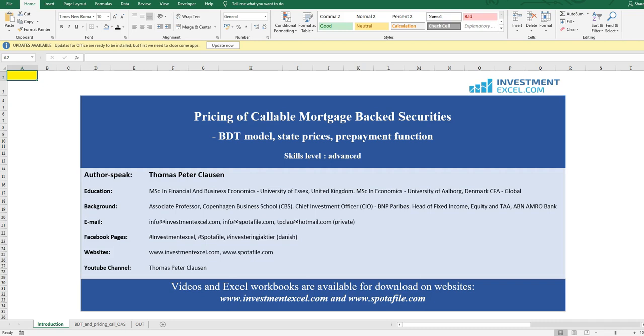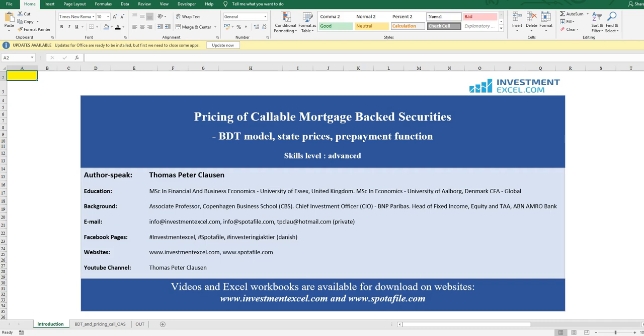investmentexcel.com. Welcome to a very interesting session on how to price a callable bond or callable mortgage bond. As we will see, this involves an interest rate model, a stochastic interest rate model, because we need an evolution of many paths of the interest rate, as the callability the borrower gets is dependent on rates.